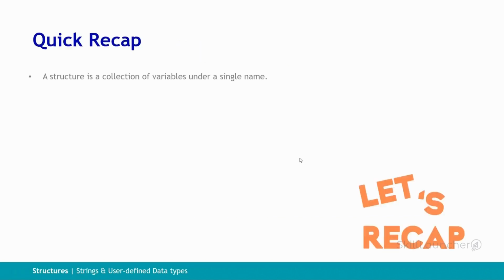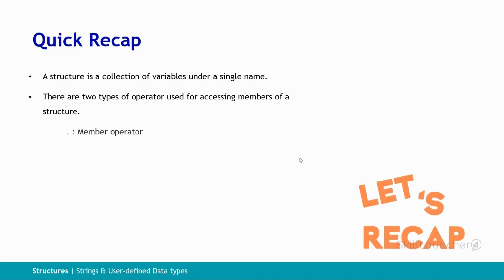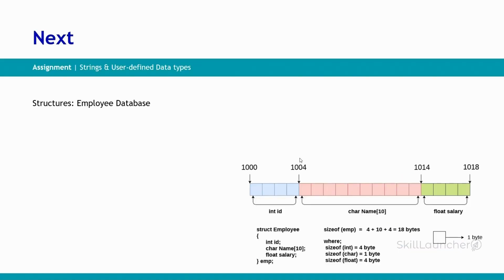Let's have a quick recap. A structure is considered as a collection of variables under a single name, where the variables are of non-similar type. There are two types of operators used for accessing members of the structure: a member operator and a structure pointer operator. Next, we would be doing an assignment where we would be creating an employee database, scanning the data and printing the data.